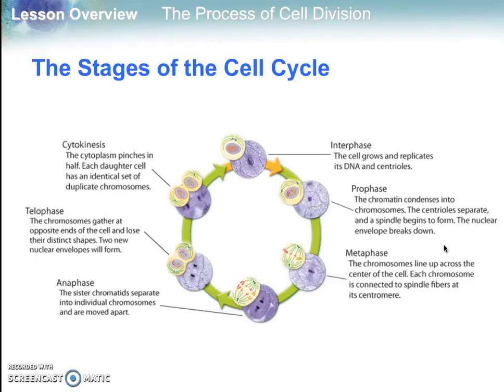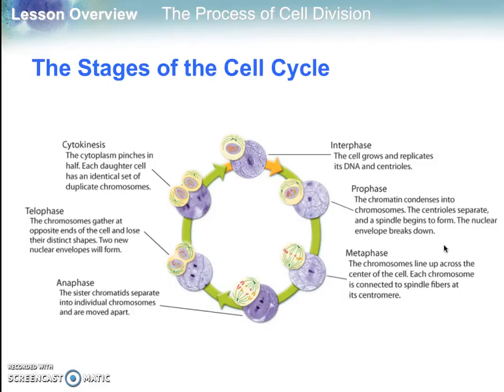So the stages of the cell cycle. Interphase, the longest stage of the cell cycle, is where the cell grows and replicates its DNA and centrioles. Then we move on to mitosis, our PMAT. Prophase, the chromatin condenses and you start seeing your chromosomes. Metaphase, the chromosomes line up in the middle. Anaphase, the sister chromatids move apart. And telophase, the nuclei separate and begin to form new nuclear envelopes.